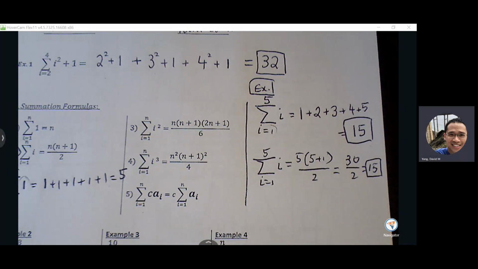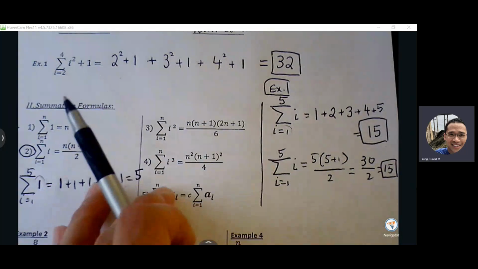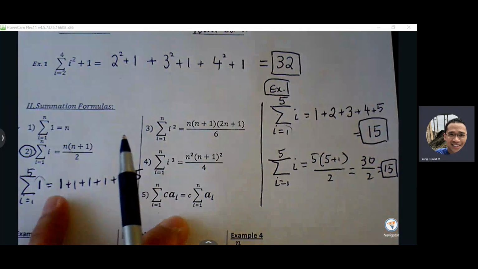Okay, so let's just try to get used to some of these problems. A lot of times we have to do a little bit of cleanup work before we can use these summation formulas.